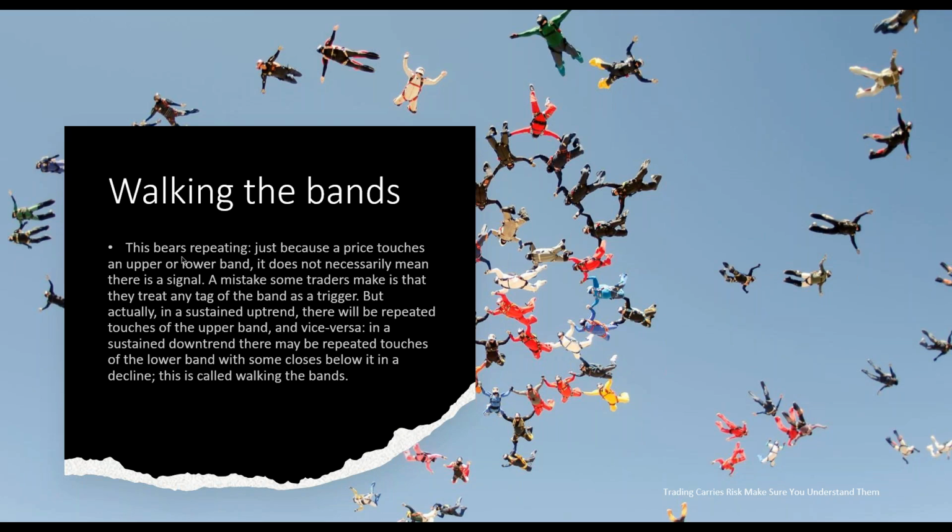Just because price touches an upper or lower band, it does not necessarily mean there's a signal. A mistake some traders make is that they treat any tag of the band as a trigger, but actually it is a sustained uptrend. There will be repeated touches of the upper band, and vice versa. In a sustained downtrend, there will be repeated touches of the lower band, with some closes below it in a decline. And this is called walking the bands. The price stays on that band.